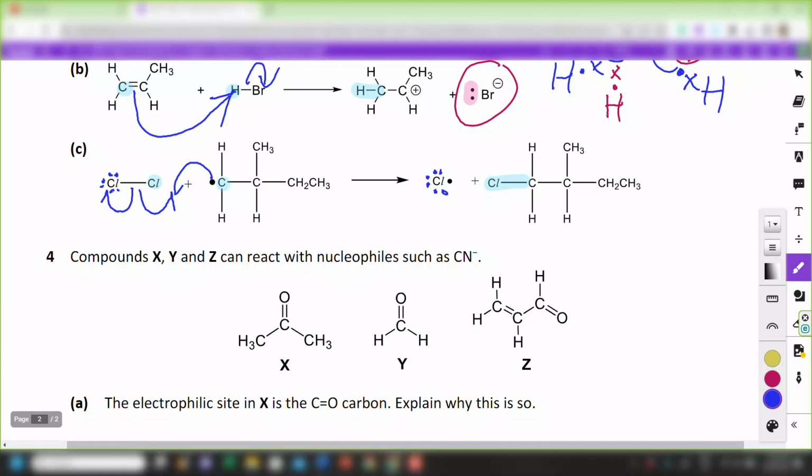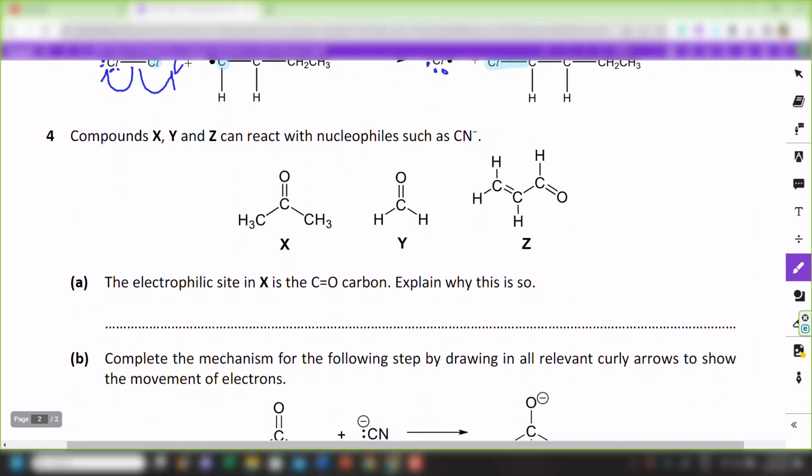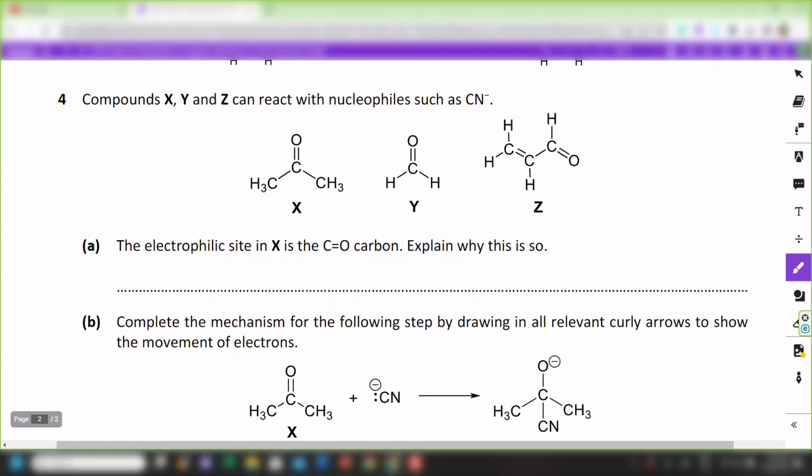One of the common misconceptions students have is that there are charges on the radicals, but that is not the case. Okay, I'm going to move on to question 4.